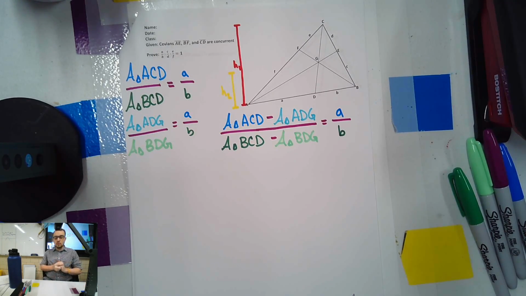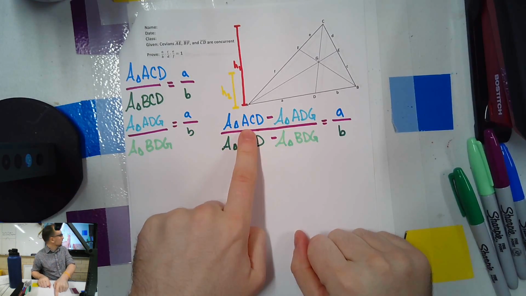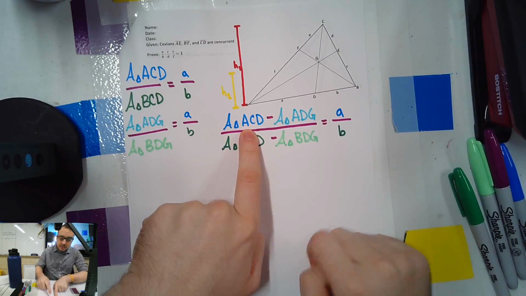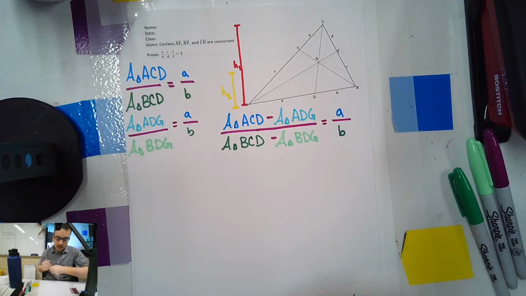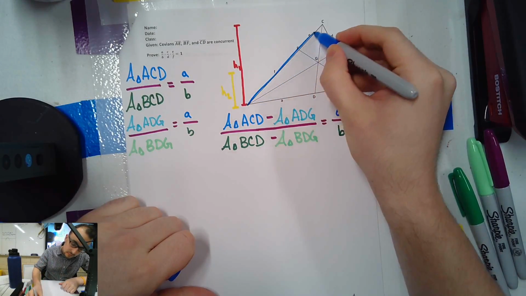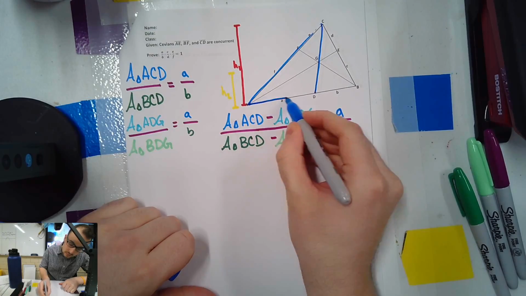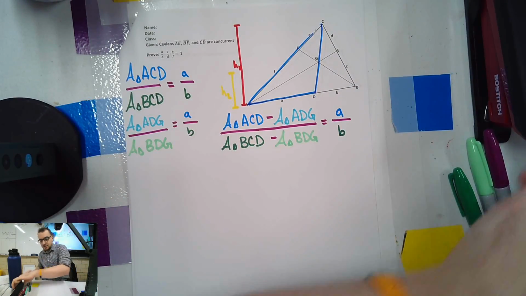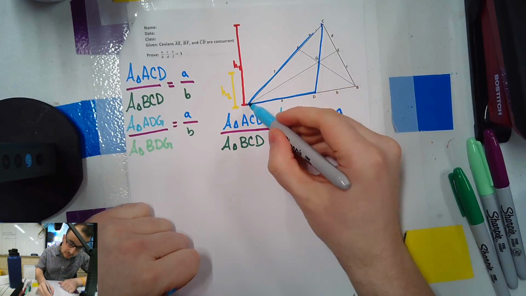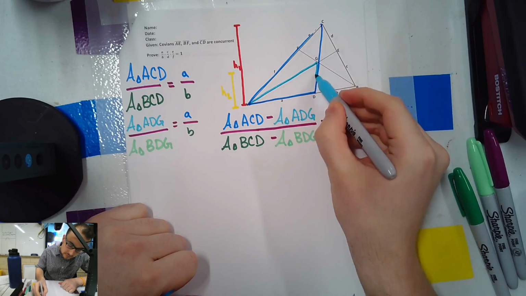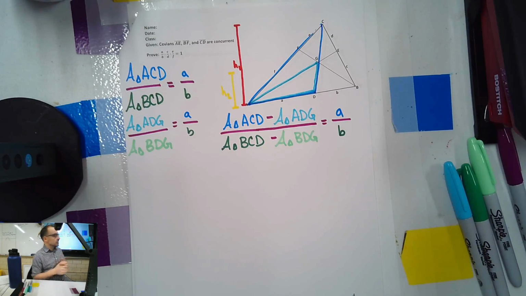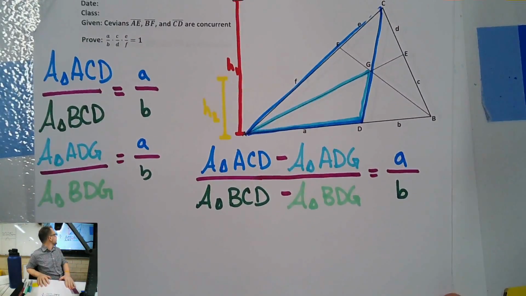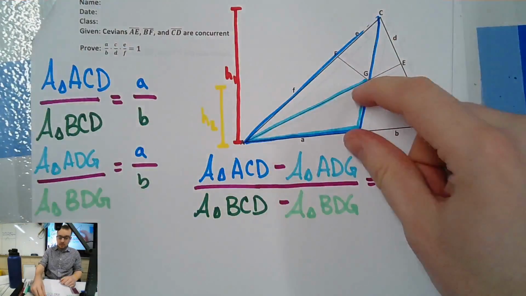Cool. So why? What's the point? Well, here's the idea. Look on your diagram. The area of ACD, that's this big triangle right here. I'll highlight that. Minus the area of ADG. That's this triangle right here. What's something we could substitute for that? Big blue minus little blue.